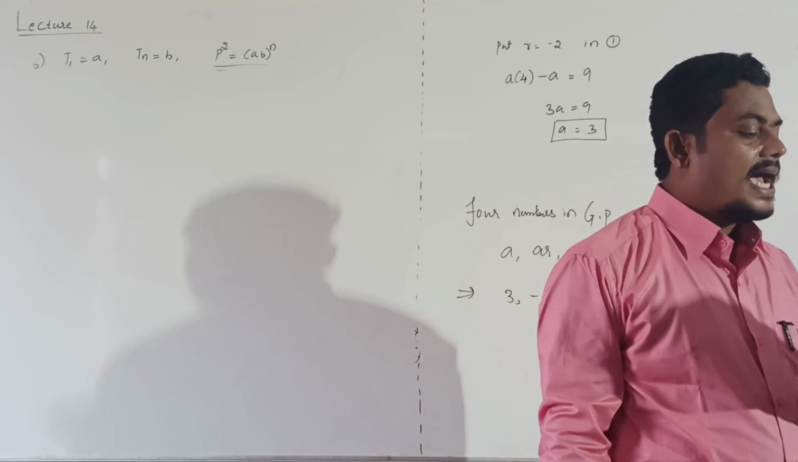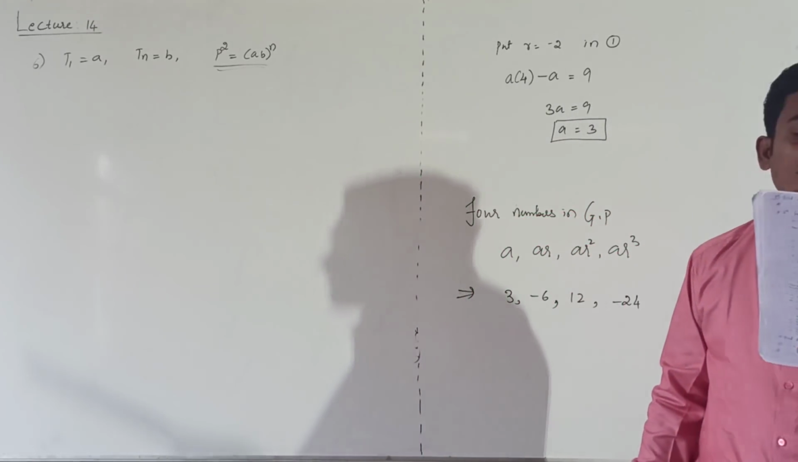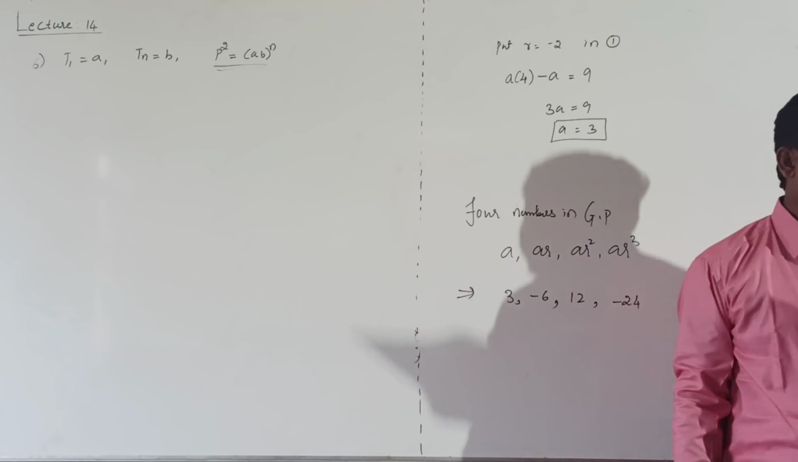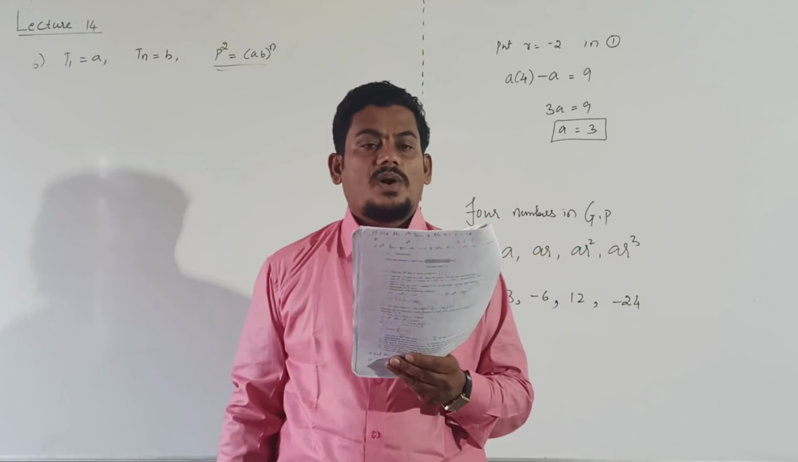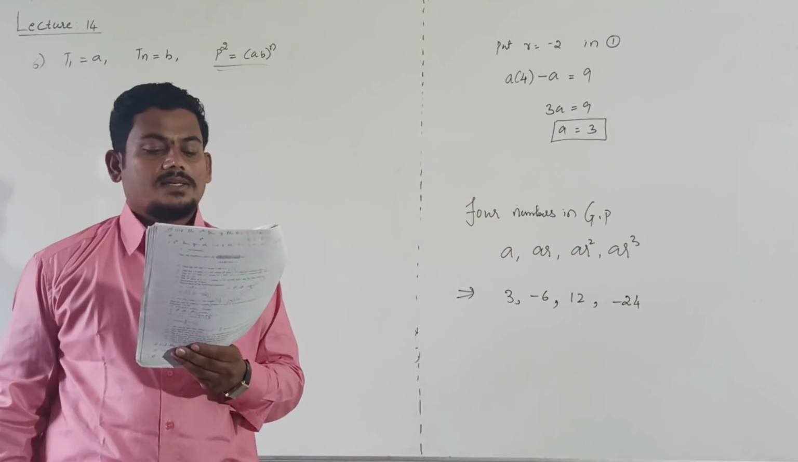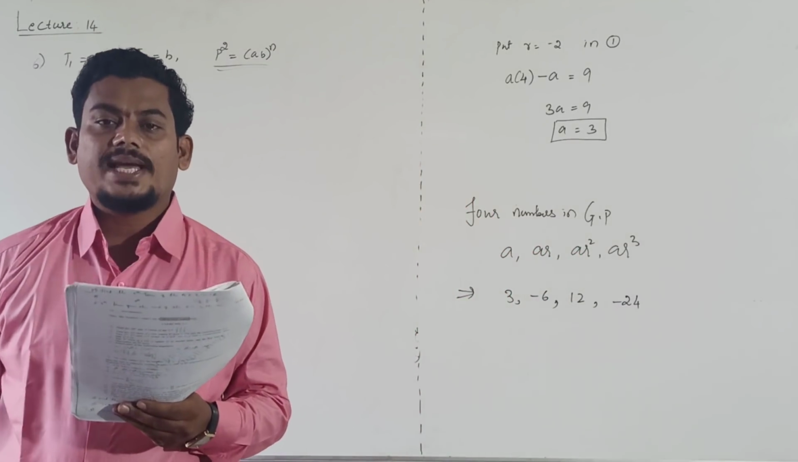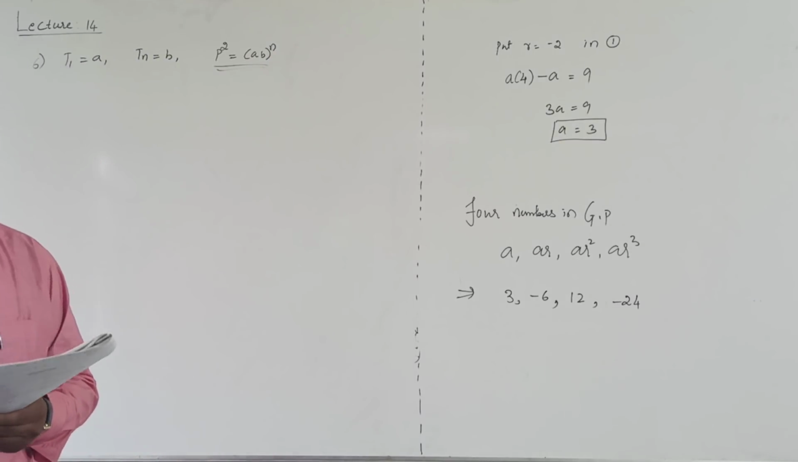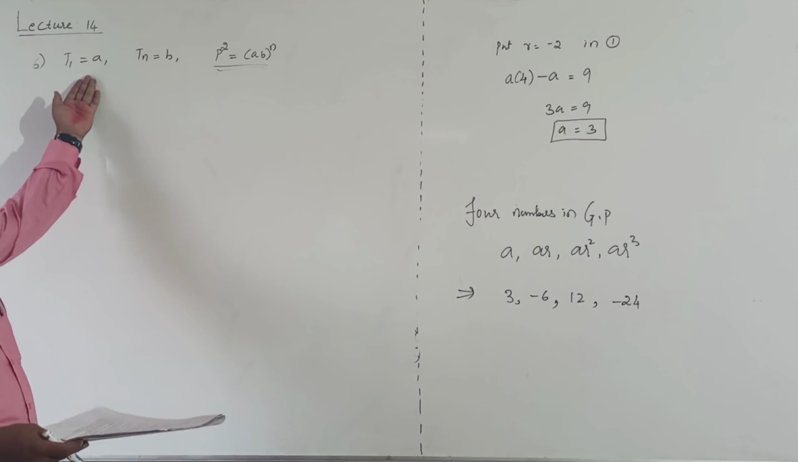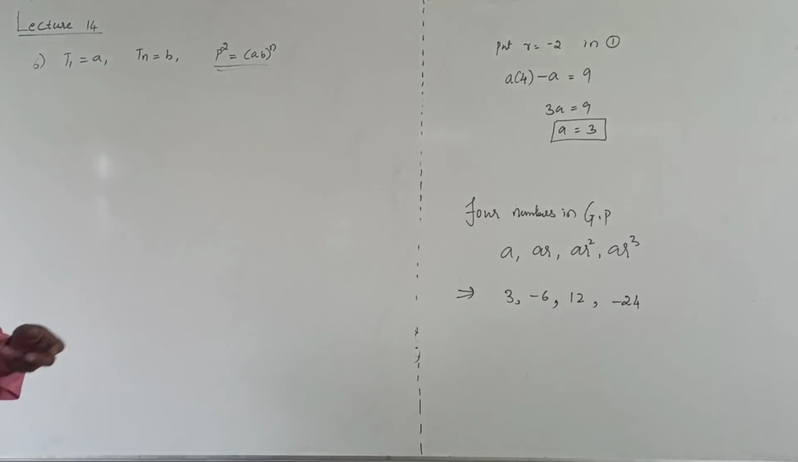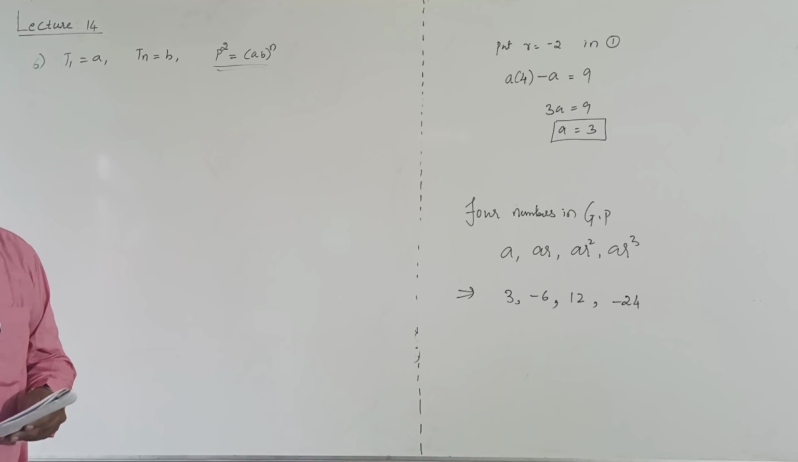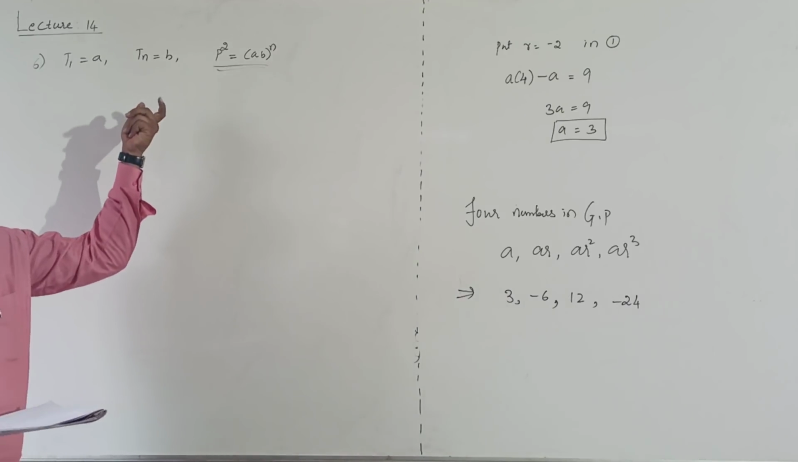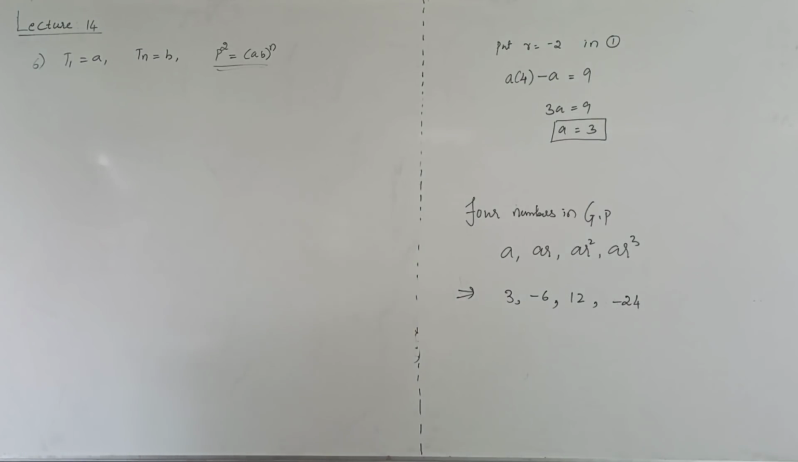Once again, the question: if the first and nth terms of a GP are a and b respectively, and if P is the product of n terms, prove that P squared is equal to (ab)^n. Here P represents the product of the first n terms of the GP.